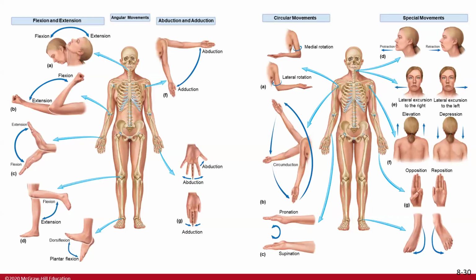And here's a nice summary to show you a lot of the other ones. The last two we haven't talked about yet are down here. Opposition and reposition. If you go thumb towards your pinky, that's opposition, opposite sides of the hand. And if you go back over, that's reposition, returning. This last one, I know there's not words here, but it shows inversion. The ankle going in towards the other side, and eversion of the ankle. Towards the big toe, the medial side, is inversion; towards the pinky, the lateral side, is eversion.